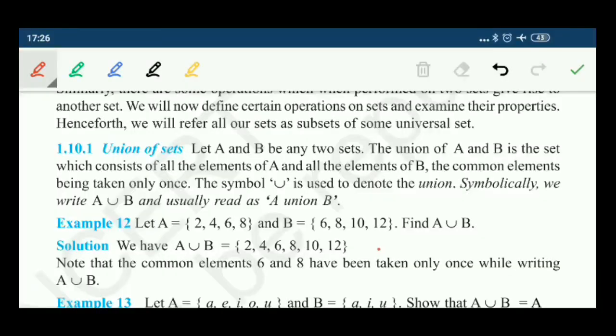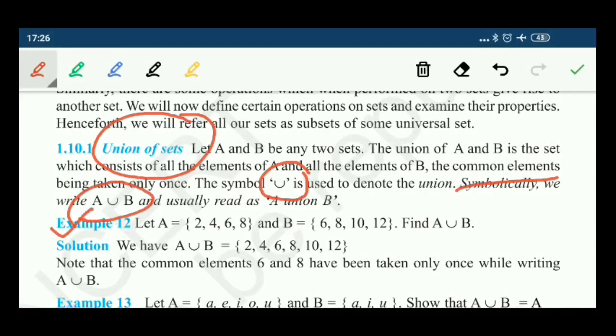See the first operation, that is known as union of sets. And what is the union of sets? You can see here, let A and B be two sets. The union of A and B is the set which consists of all the elements of A and all the elements of B. The common elements are taken only once, and union is represented by this symbol, and union of A and B is represented by this.